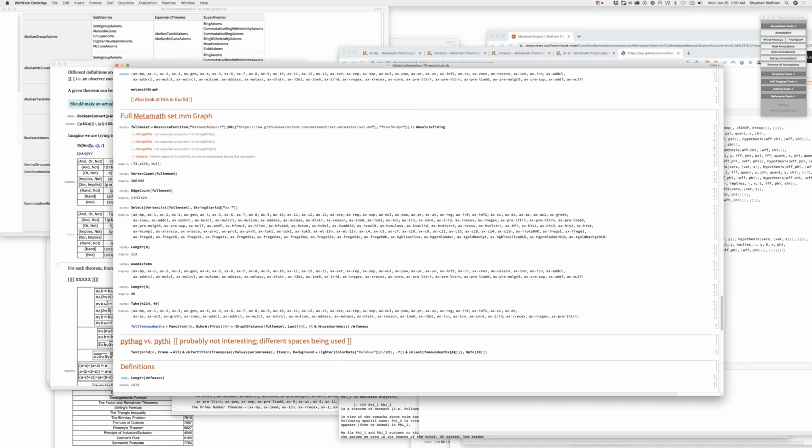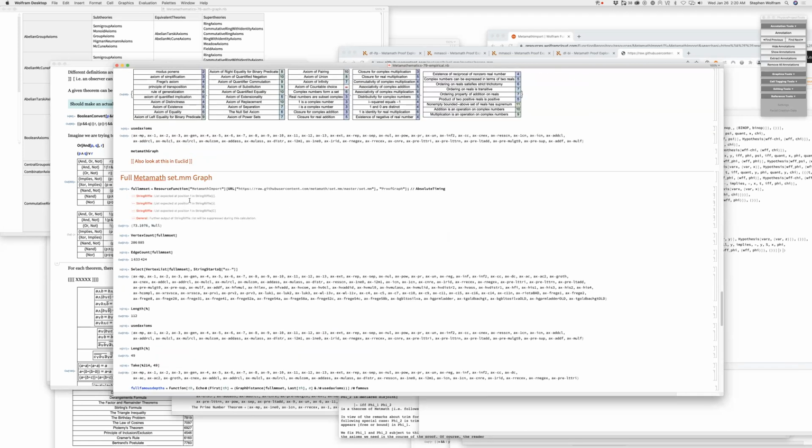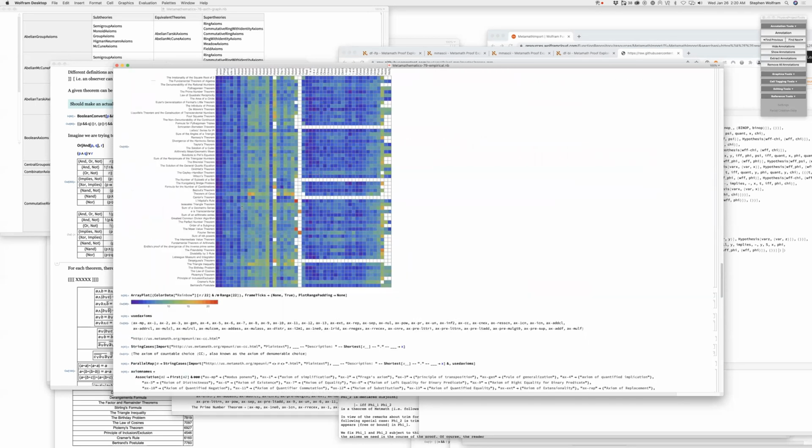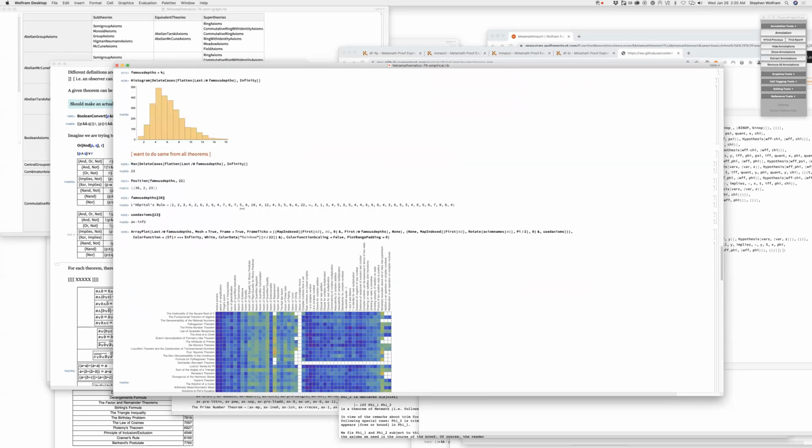Okay, so there's some cleaning up here. The one thing that we did want to do, which we'll do, is clean up how the full set of Metamath works. But let's just do one effort here with the original.